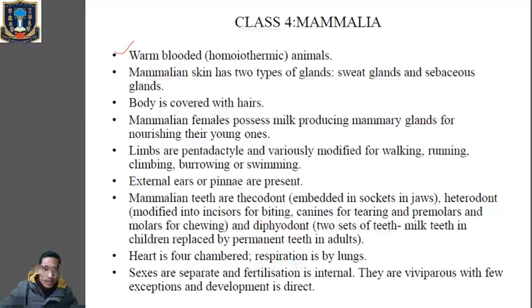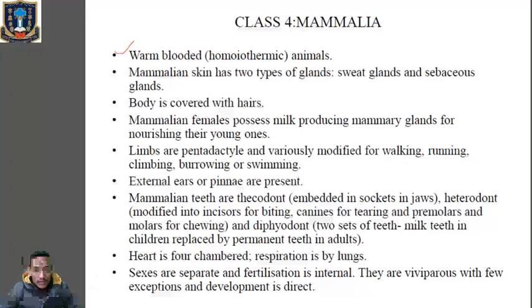We are in class 9 only. And they are diphyodont because they have two sets of teeth, the milk teeth which will be replaced by the permanent teeth. Heart is 4-chambered, 2 auricles, 2 ventricles. We have double circulation. Respiration takes place by means of lungs, and sexes are separate. Fertilization is internal and they are viviparous. They give birth to the young ones. But there are a few exceptions to viviparous; there are a few mammals which are oviparous, which lay eggs.